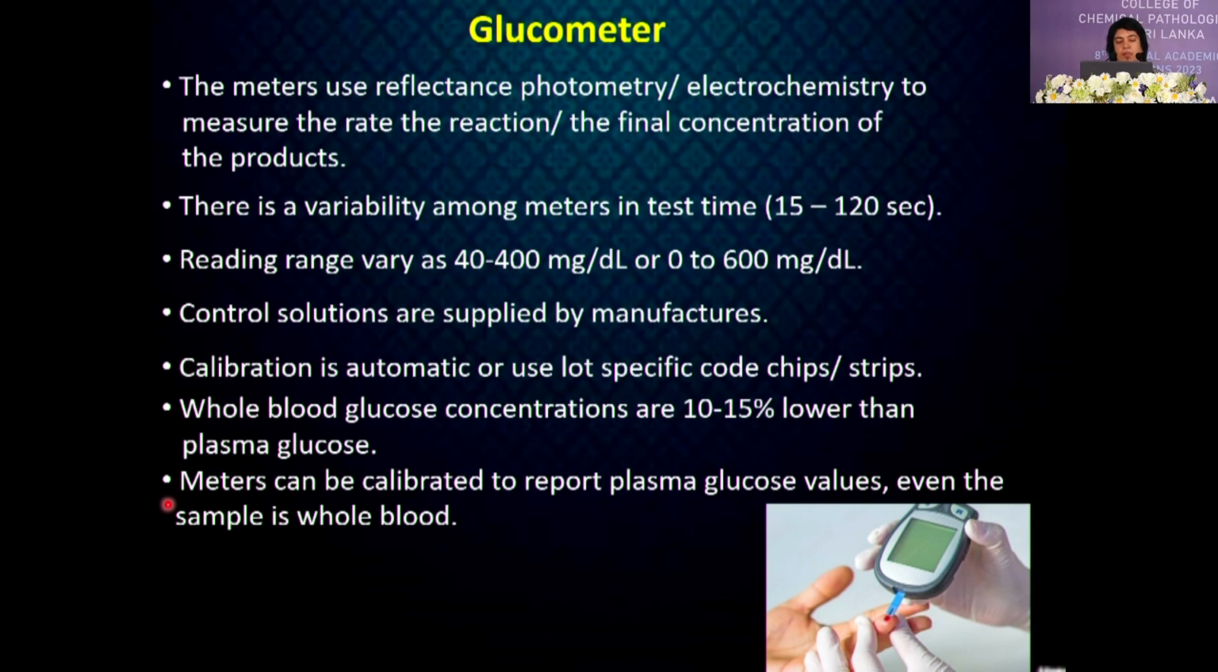Always remember that whole blood glucose concentration is 10 to 15% lower than plasma glucose. This is because the water content in plasma is approximately 11% higher than that of whole blood. So glucometers can be calibrated to report plasma glucose values even when the sample is whole blood.